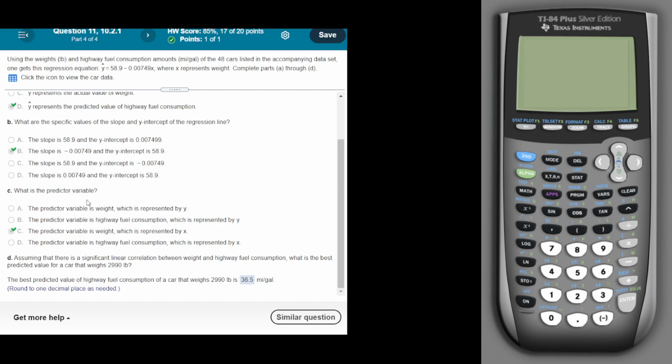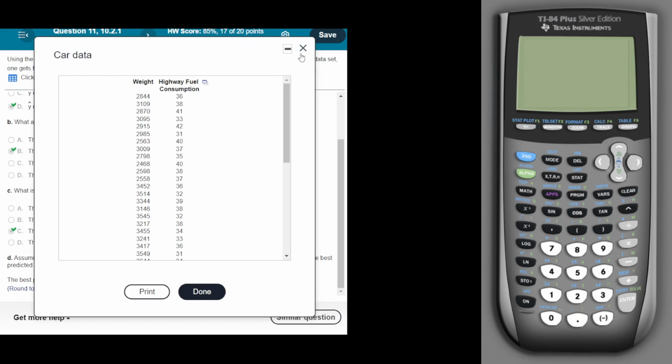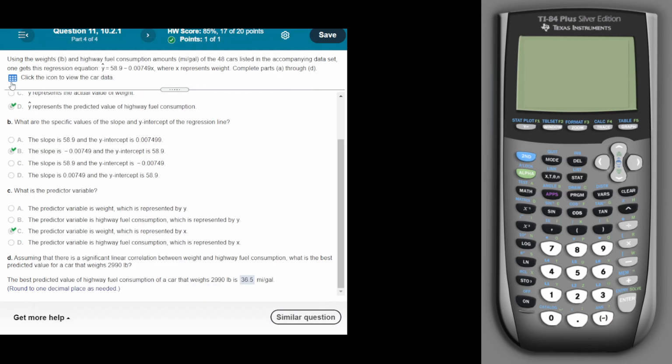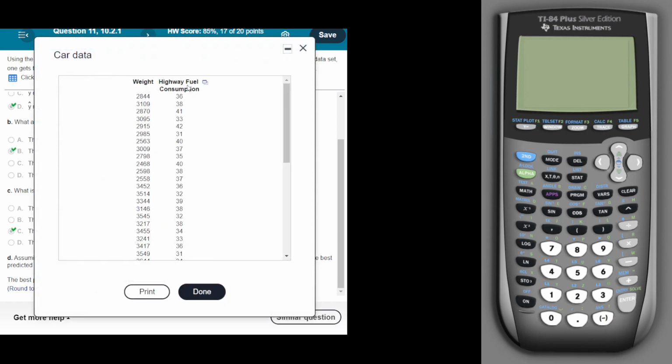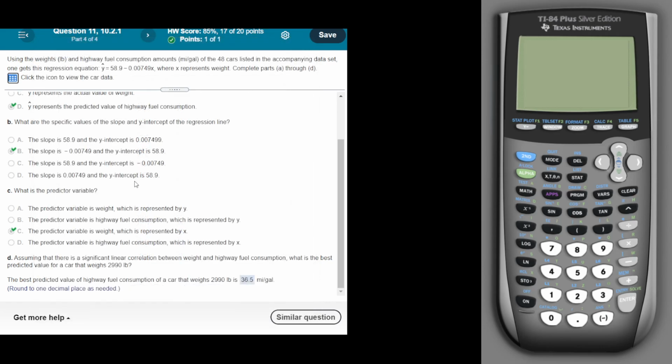What is the predictor variable? Now, they call it many things. I'll upload a screenshot that I took. They call the x variable many things, but that's what it is. It's represented by x. And remember, this is based on the category of weight because that was your first column. So weight is x. Highway fuel consumption is your y. I'll upload it to you guys so you can see they call it many different things. It's kind of ridiculous in my opinion, but I guess the more the merrier.